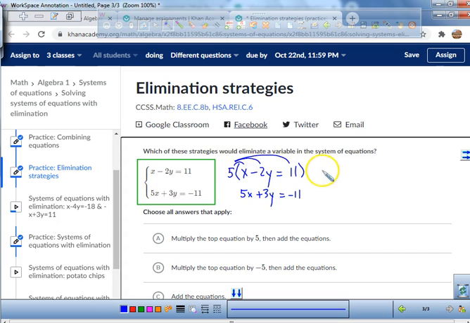So multiply the top equation by a 5, which is 5x minus 10y equals 55. And then I'm going to take the bottom equation right here. I'm going to take the bottom equation, and what am I going to do? I'm going to add them together.